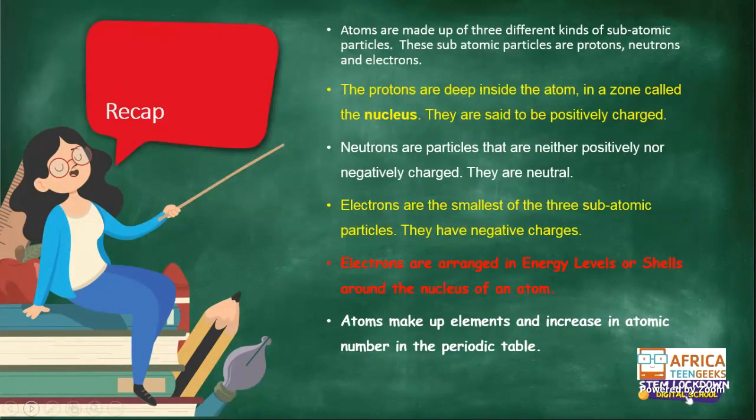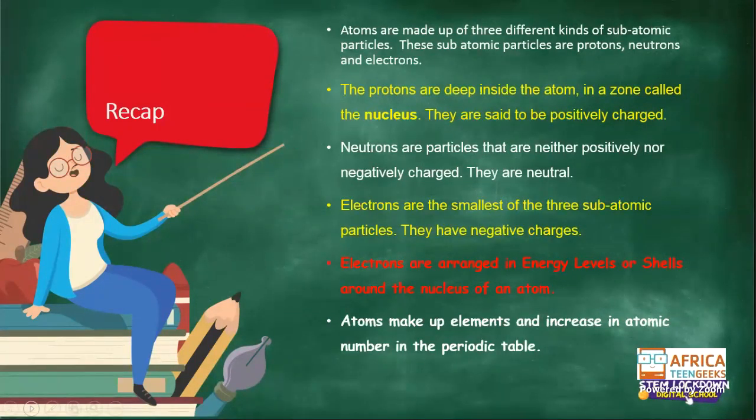We also learned yesterday that atoms are made up of 3 different kinds of subatomic particles: protons, neutrons, and electrons. The protons are deep inside the nucleus and are positively charged, while the neutrons have no charge. They are neutral. The electrons are the smallest of the 3 particles and are negatively charged. These electrons are found on each energy level, or you can also call them each shell, of the nucleus of an atom.